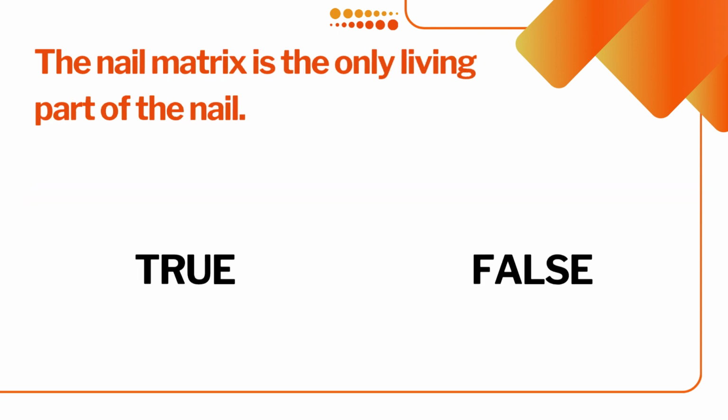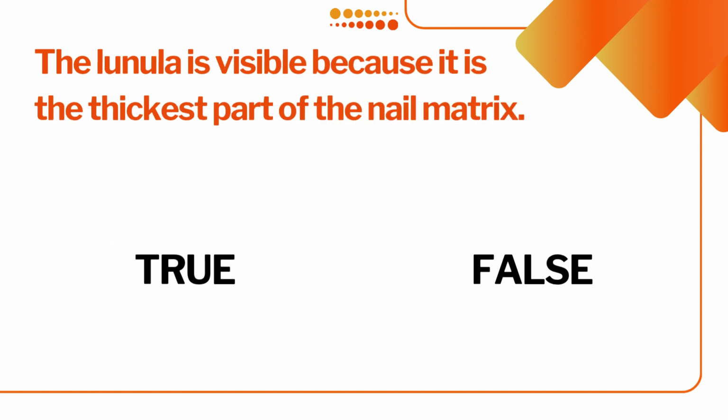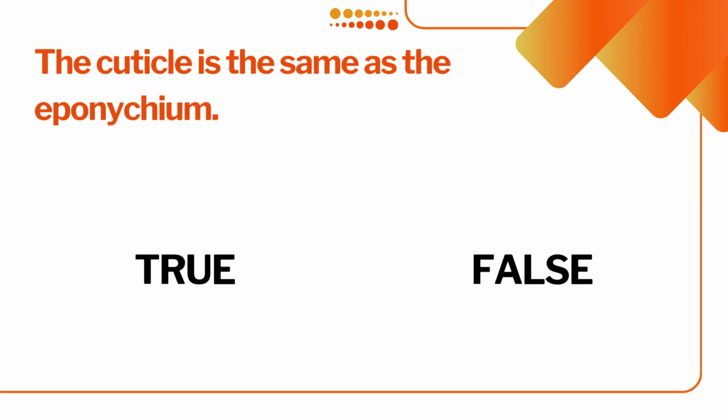The nail matrix is the only living part of the nail. True or false? The lunula is visible because it is the thickest part of the nail matrix. True or false? The cuticle is the same as the eponychium. True or false?